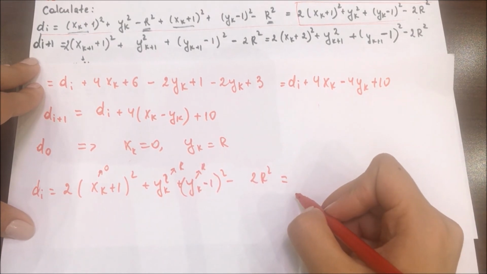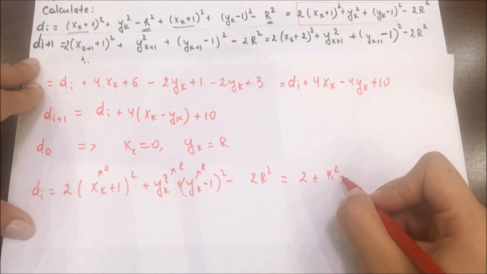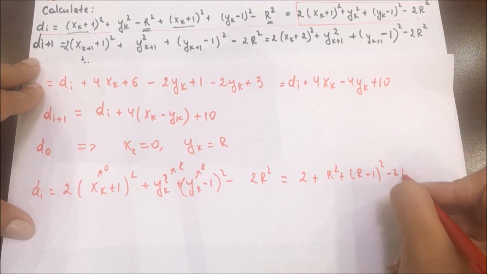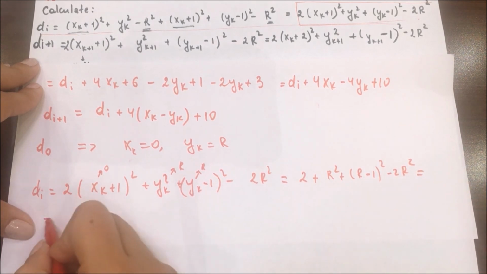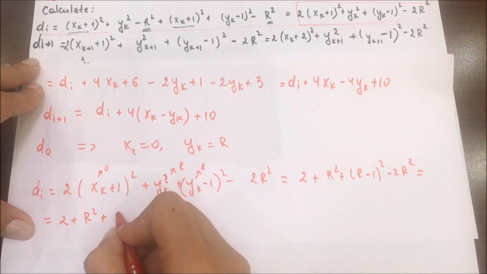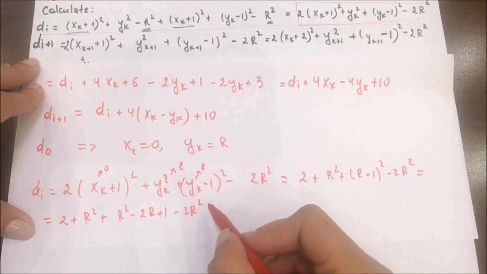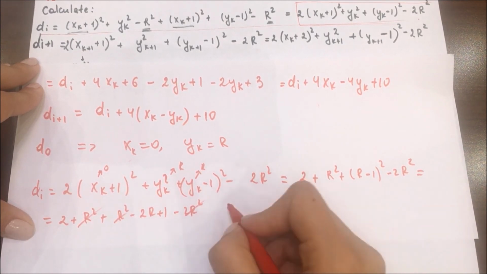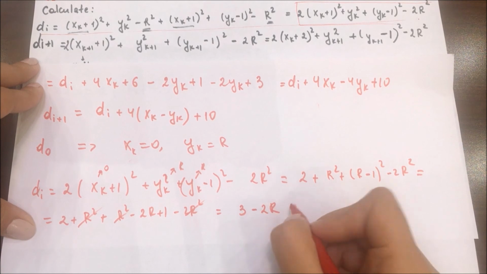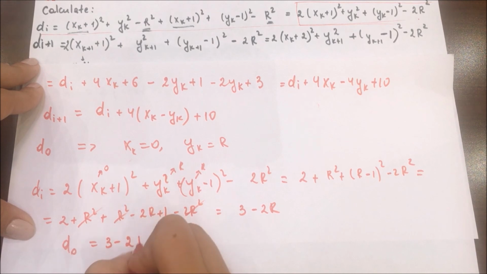As a result, we will get 2 plus r square plus r minus 1 square minus 2r square. We will get 2 plus r square minus 2r plus 1 minus 2r square, and 2r squares will be cancelled out. We will get 3 minus 2r. Initial decision parameter d0 equals 3 minus 2r.